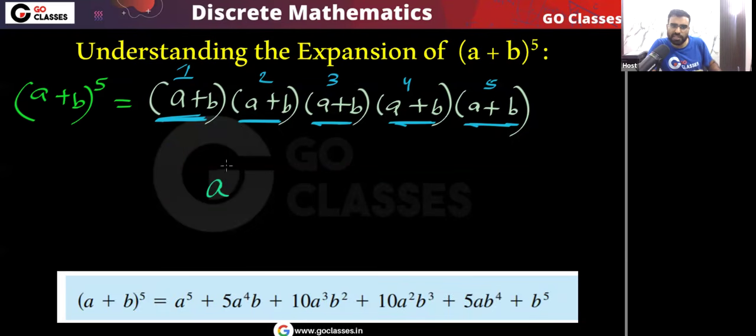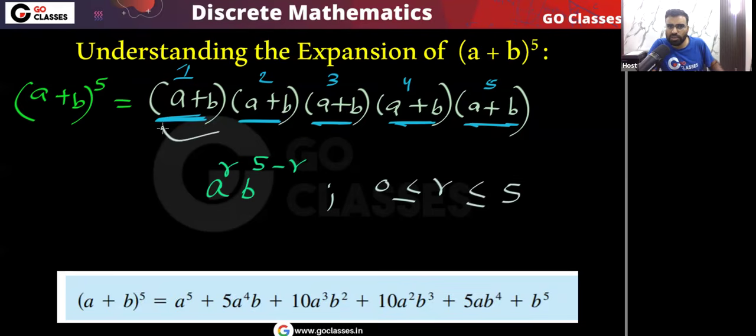We are going to get something like this. There are total 5 factors. If r of them are giving me a, then the remaining will give me b, so the number of b will be 5 minus r. Now, what is the range of r? You can see this range of r can be from 0 to 5, because minimum I can get 0 a.